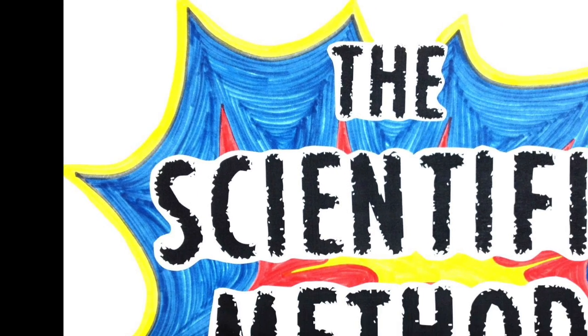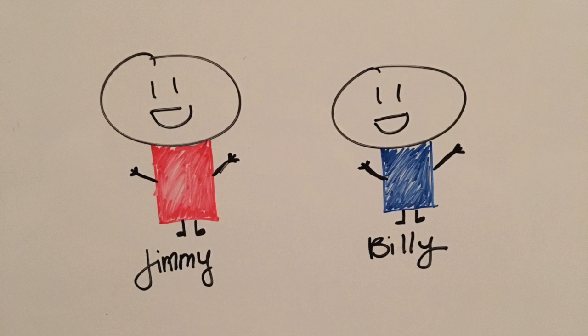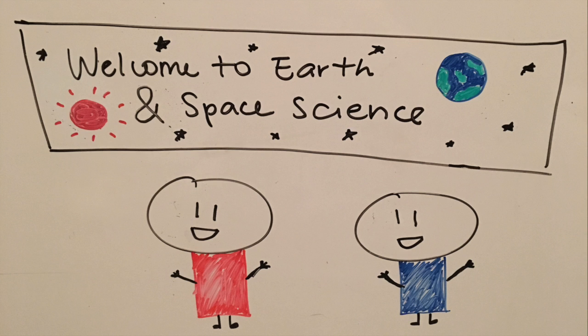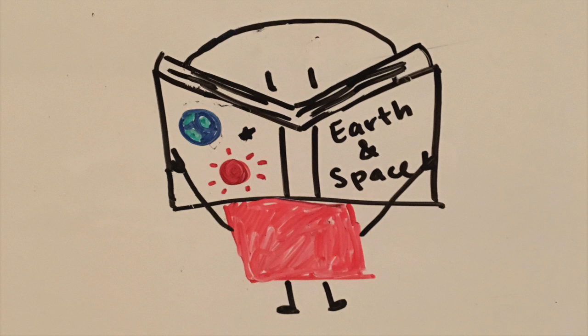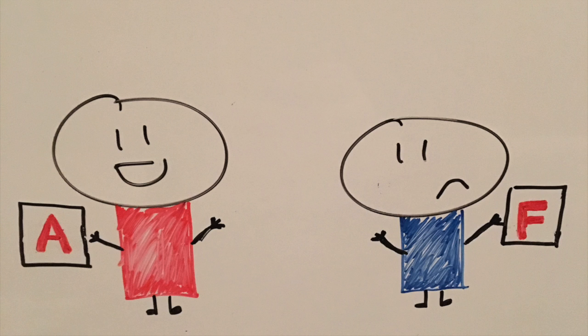Now that we have an idea of how all this works, let's take a look at how the scientific method works. So this is Jimmy and Billy here. Jimmy and Billy are really good friends and decide to take a class together called Earth and Space Science. Jimmy, knowing there's a test coming up, decides to study and read his book. Billy, on the other hand, decides screw it and takes a nap. Jimmy gets an A on the test, but Billy sadly fails.